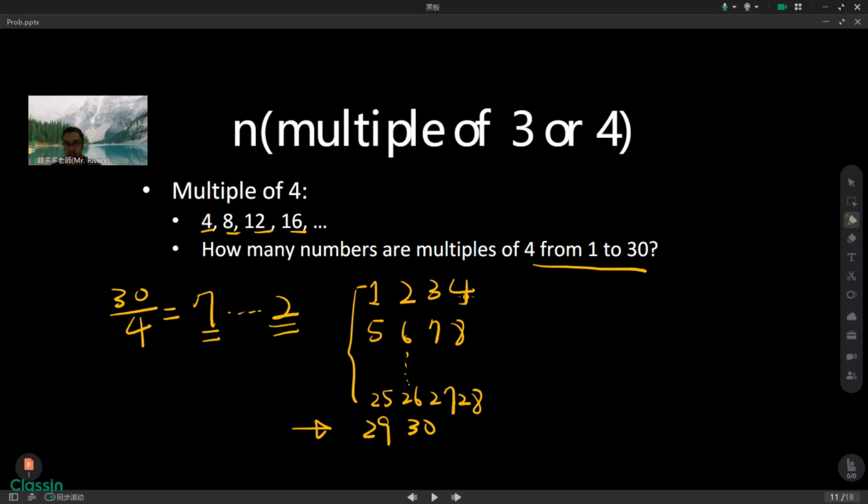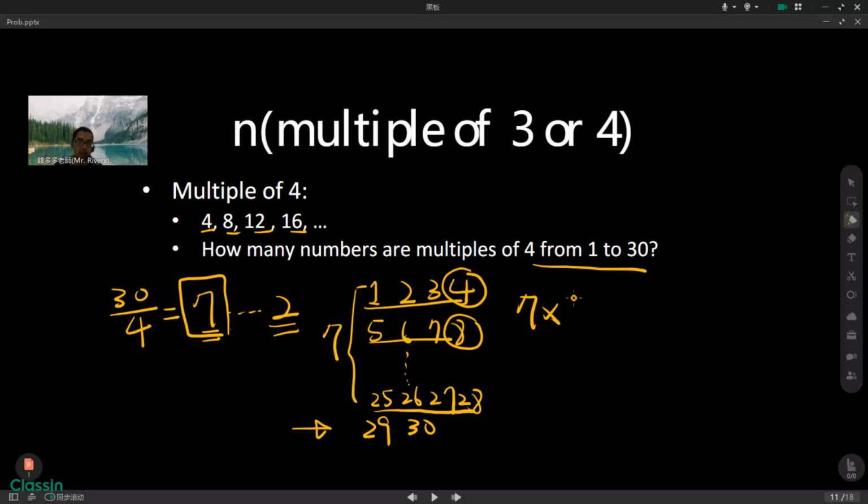The key is here, 7. We find out the quotient is 7, so we can say there will be 7 distinct groups: 1, 2, 3, 4, 5, 6, and 7. If there are 7 distinct groups, for each group, there will be exactly 1 number which is a multiple of 4, right? So we know that there will be 7 numbers which are multiples of 4 from 1 to 30.